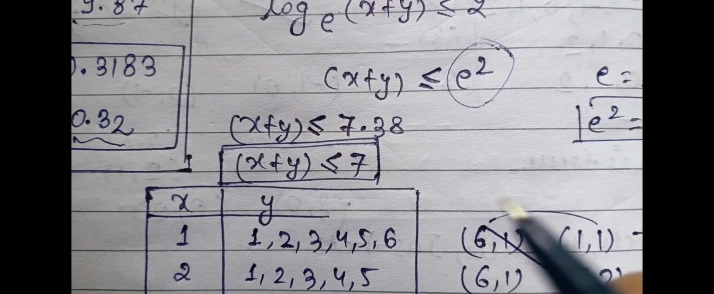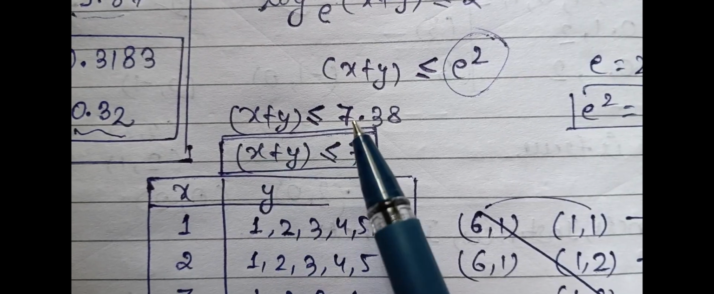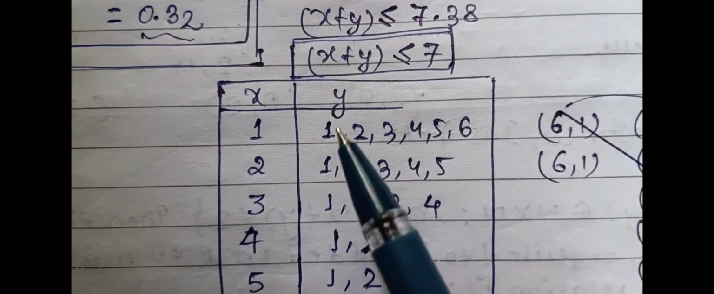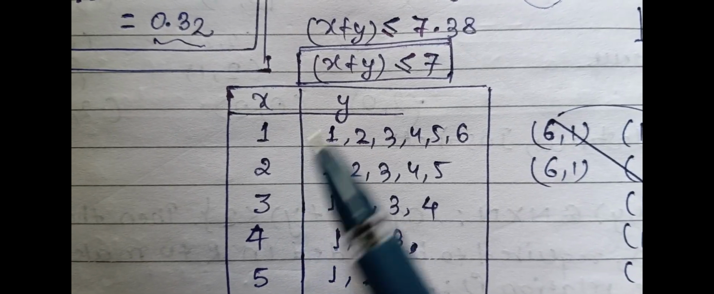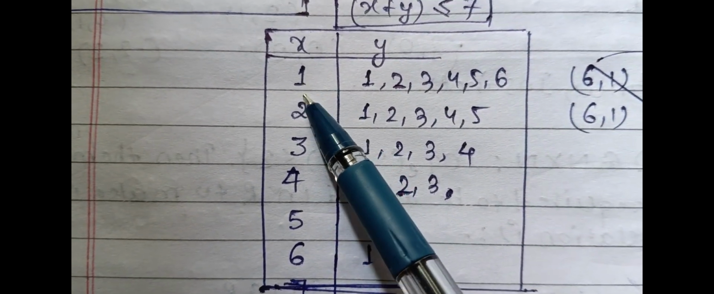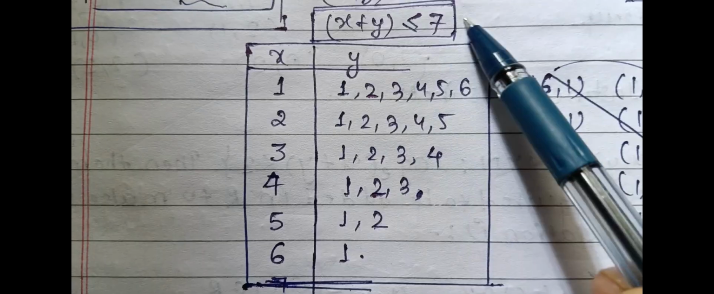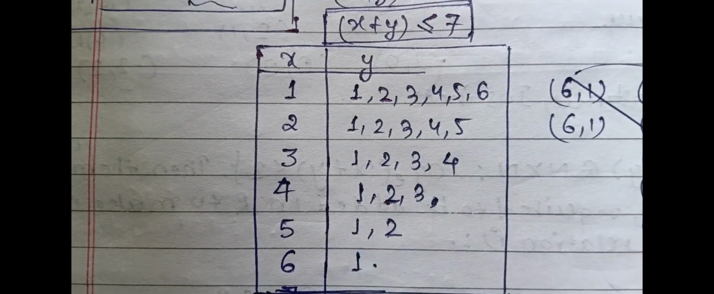So x plus y is less than or equal to e square, which means x plus y is less than or equal to 7.38, so we can say x plus y is less than or equal to 7. Now we have to think of how many such x and y are possible. So this is the way you will do it. Let us put x is equal to 1, so y can be 1, 2, 3, 4, 5, 6. When x is 2, y can be 1, 2, 3, 4, 5, means this condition has to be satisfied. So these are the possible cases.